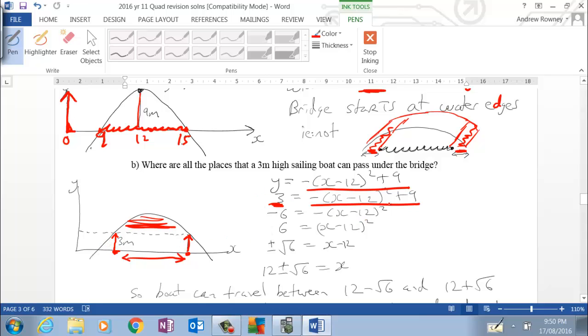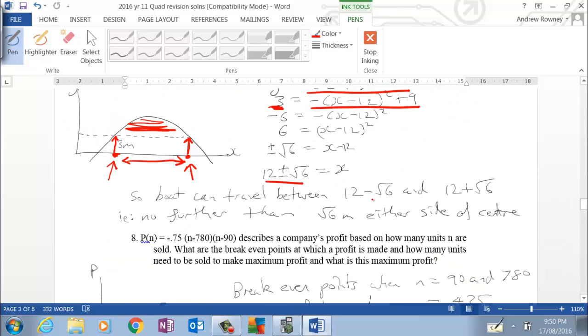So putting 3 in there and solving this, we're going to minus 9 on the other side, so you get minus 6, square root both sides, plus or minus root 6, and plus 12. So there's the two places. That's 12 take root 6, and that is 12 plus root 6. So the boat can travel anywhere between those two x values. So if this is 12 plus root 6 and that is 12 minus root 6, that means in the middle we've got 12, we know that.